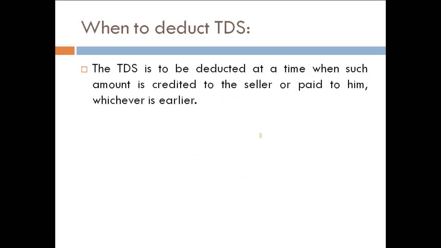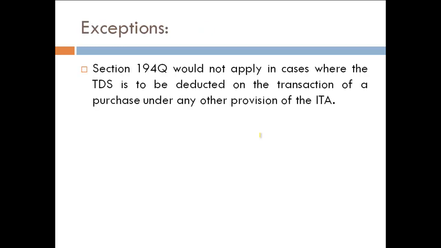When to deduct TDS? The TDS is to be deducted at the time when such amount is credited to the seller or paid to him, whichever is earlier. Exceptions: Section 194Q would not apply in cases where TDS is to be deducted on the transaction of a purchase under any other provisions of the ITA.